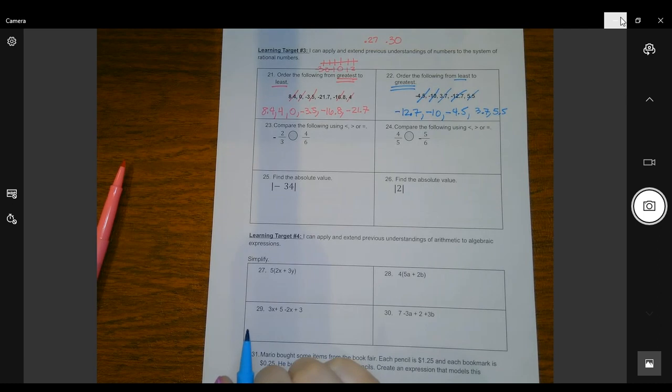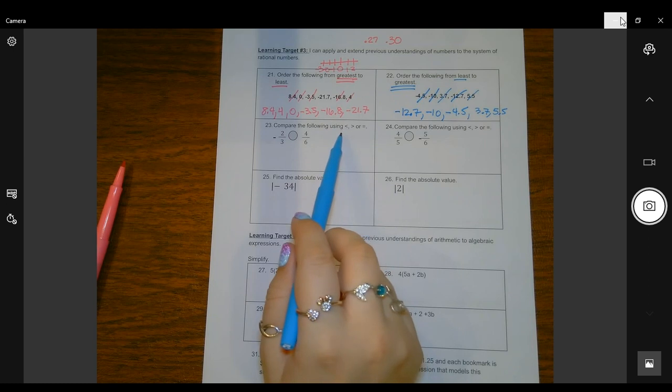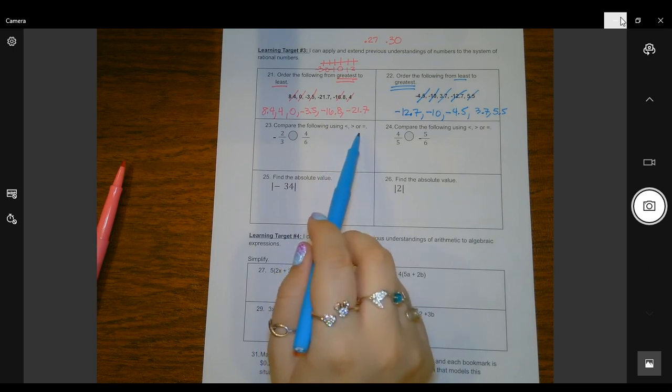The next thing they want us to do is compare using inequality signs. These are inequalities, and if neither one's bigger or greater, then it's an equal sign.